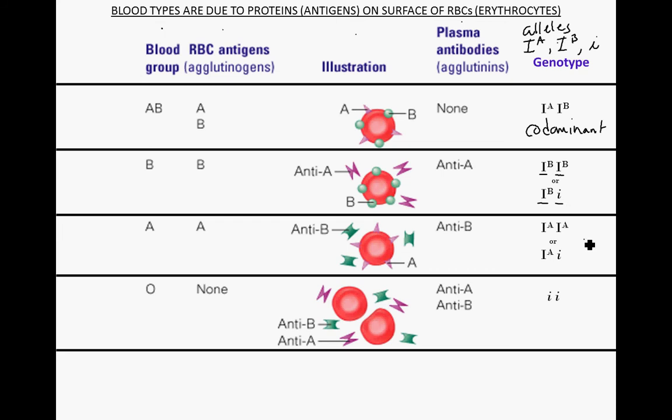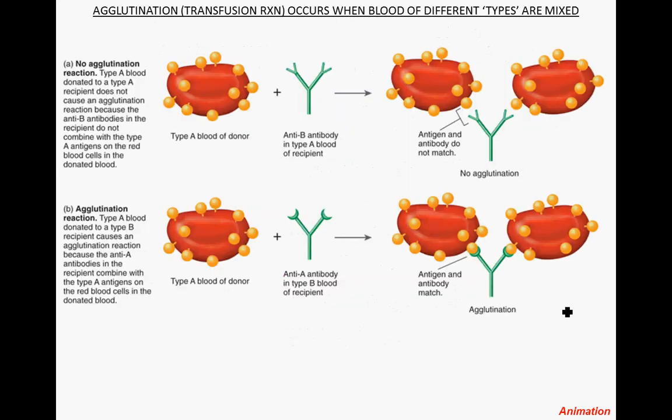And if you're blood type O, that means that you inherited a little i allele from one parent and a little i allele from the other parent. So if you know your blood type, you can reasonably predict what blood type your parents should have been. And if you know your blood type and your partner's blood type, you should be able to reasonably predict the blood type of any offspring that you have. Okay? Just an interesting little link to Bio 1.